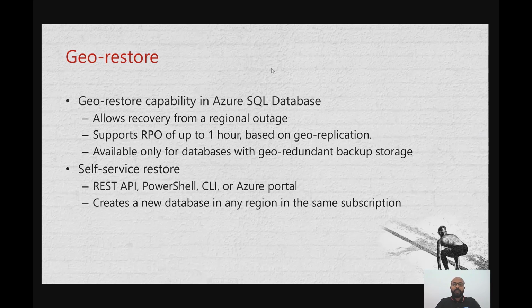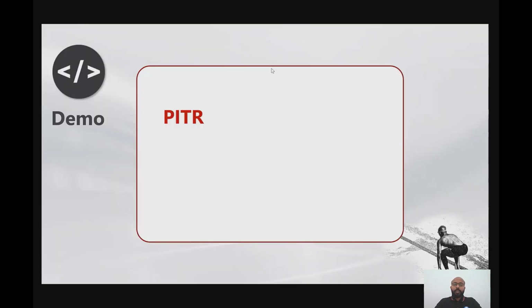Let me take a pause here and summarize what we have discussed so far. Azure SQL DB provides 2 types of backups: point-in-time backups and long-term retention backups. These backups enable different types of restore features like point-in-time restore, deleted database restore, long-term backup restore, and geo restore. Now let us go through a quick demo to understand how point-in-time restore works and see it in action.